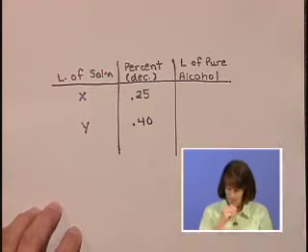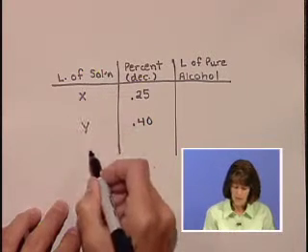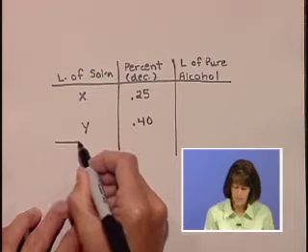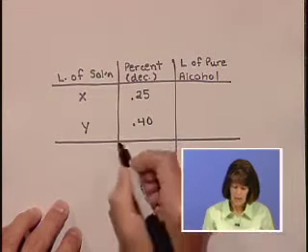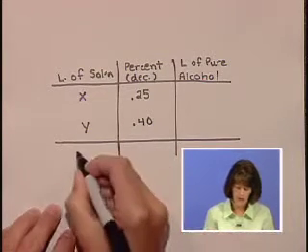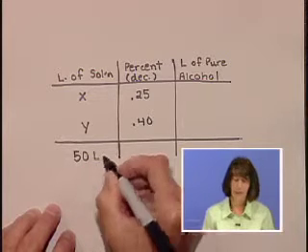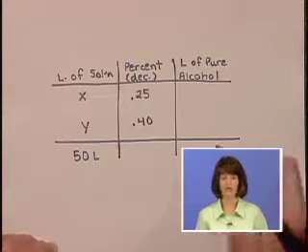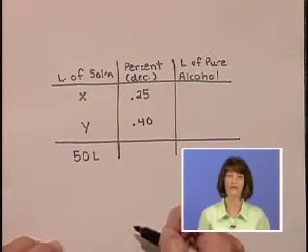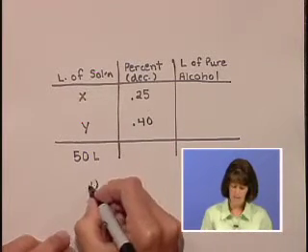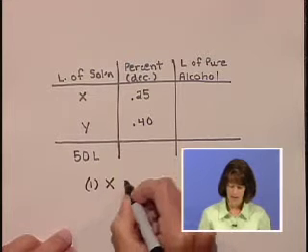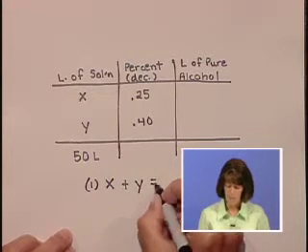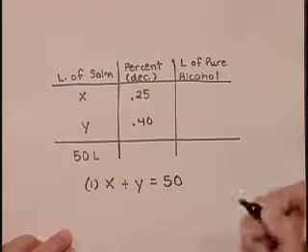We know that the sum of these two solutions, as we mix them together, is going to total 50 liters. So one of our equations can come from this column right here, in that X plus Y is equal to the total of 50.